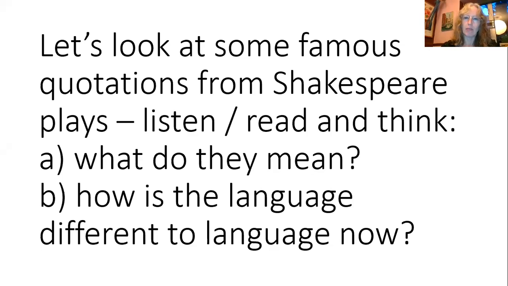We're going to look at some famous quotations and look at the language of the literature. I'm going to read them aloud, and I want you to think of two things. What do they mean? And how is the language different to language now? Because over that 400 years, of course, the English language has changed a lot. Nobody can stop the language from changing. It's changing all the time. Let's see what it used to be like in Shakespeare's time.